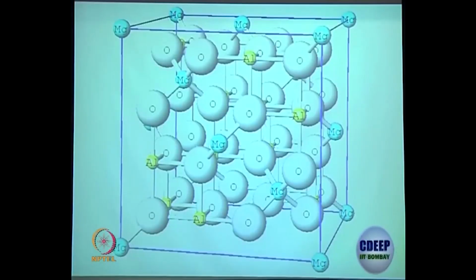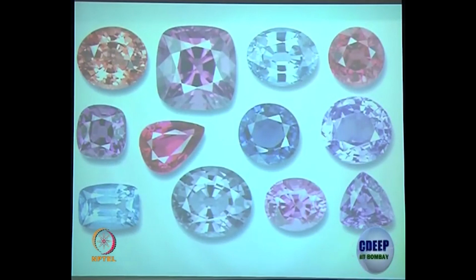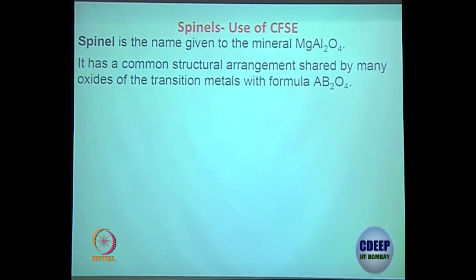Now, this is the topic today. We are going to discuss spinel. Spinels are these nice-looking gems, basically magnesium aluminum oxide. It is beautiful in color. Of course, you know where the color is coming from, those transitions.